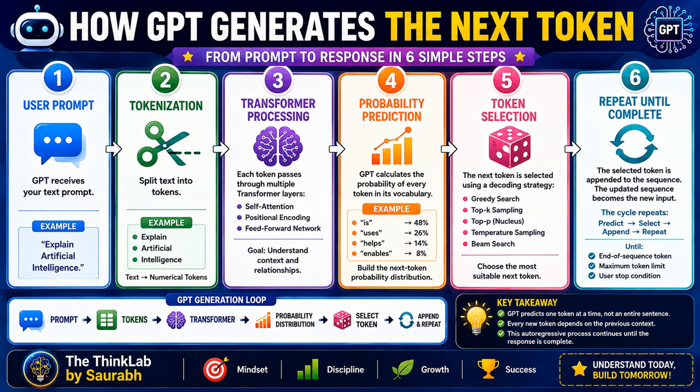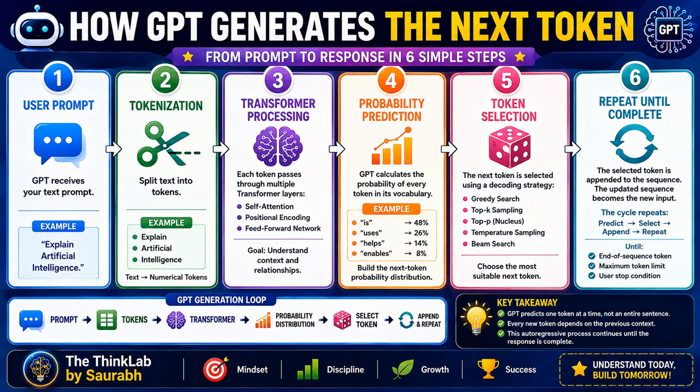Step six is predicting the next token, right? After processing, GPT creates a probability score for every token in its vocabulary. A vocabulary may contain 10,000 or even hundreds of thousands of tokens. Suppose the prompt is "artificial intelligence." The model might predict "transforming" 42%, "changing" 28%, "improving" 15%, or "helping" 8%. Every token receives its probability, right? The higher the probability, the more likely GPT thinks that token should come next, right?